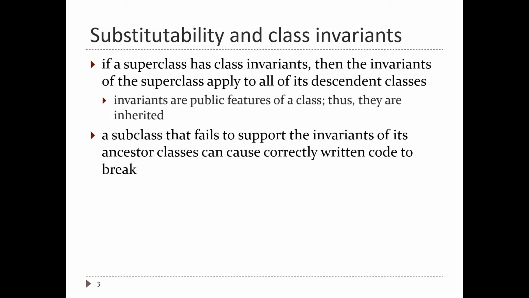So if your superclass has a class invariant, then the invariants of the superclass also apply to all of its descendant classes. Invariants are public features of a class, and thus they are inherited. If a subclass fails to support the invariants of its ancestor classes, that can cause correctly written code to break, which you never want to happen. So the implication here is that you can create a subclass, and then suddenly code that was already written and tested and thought to be correct now appears to fail because your subclass does not support the invariants of its superclasses.